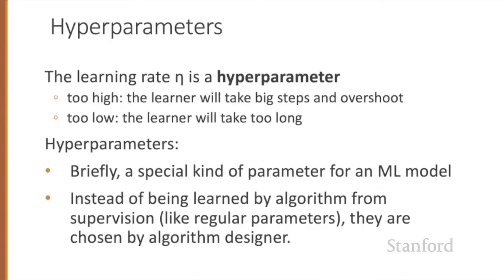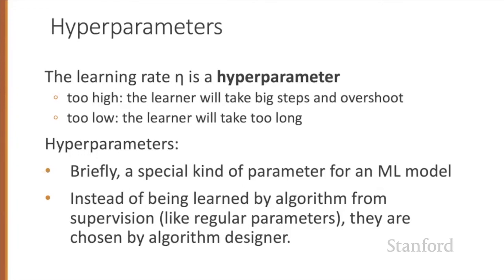The learning rate eta is a hyperparameter that must be adjusted. If it's too high, the learner will take steps that are too large, overshooting the minimum of the loss function. If it's too low, the learner will take steps that are too small and take too long to get to the minimum. It's common to start with a higher learning rate and then slowly decrease it.